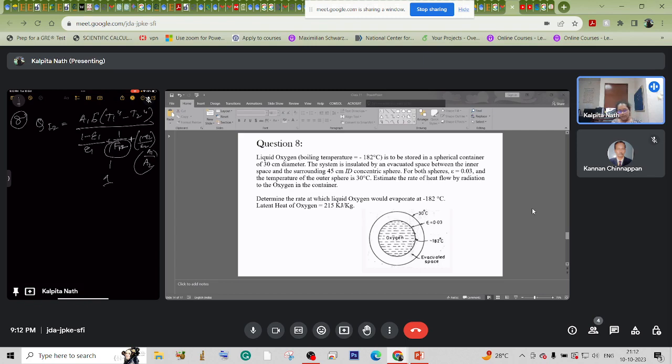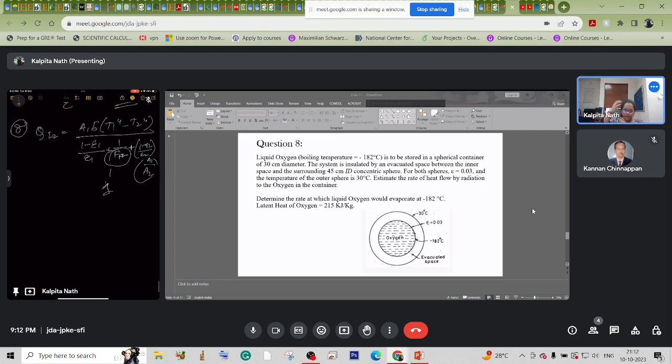So the view factor in this case, obviously you've understood, right? Because the inner surface, that is surface 1, is totally exposed to the outer surface, the view factor will obviously be 1. So we'll wait for 2 minutes and then we'll proceed with the solution of this last question.